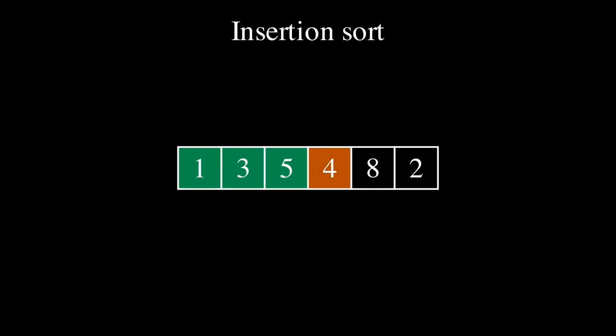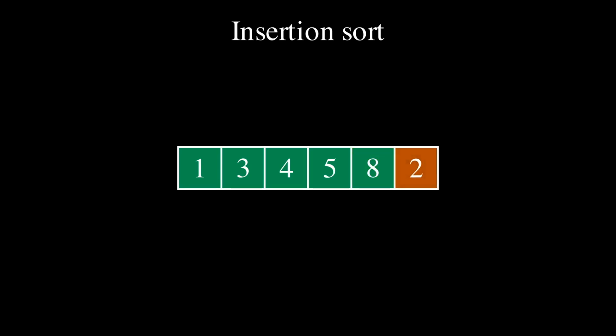Next iteration, we start from the fourth element. 4 is less than 5, we swap them. 4 is in the proper spot. 8 is the next number. 8 is greater than 5. The left side is already sorted.